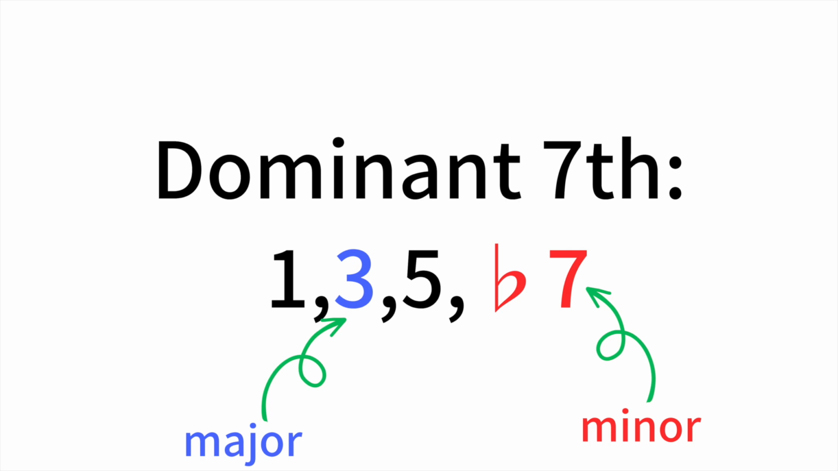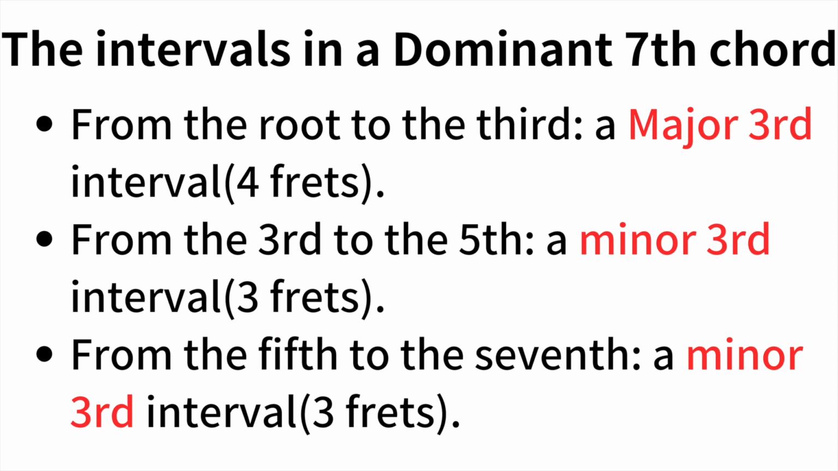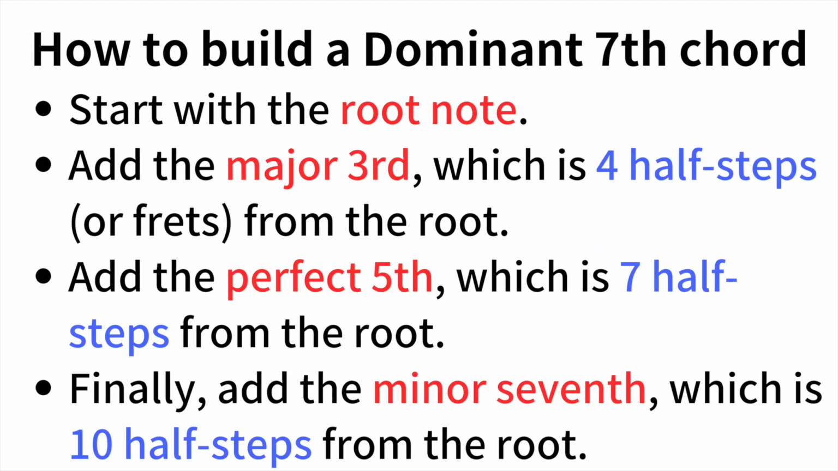This fusion of a major and minor character gives the dominant seventh its distinctive sound, often described as bluesy or jazzy. The intervals in a dominant seventh chord are as follows: from the root to the third, a major third interval; from the third to the fifth, a minor third interval; from the fifth to the seventh, a minor third interval.